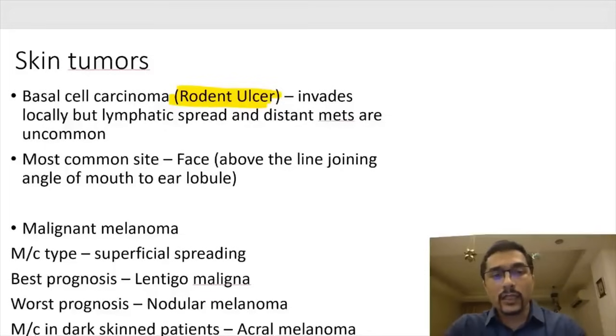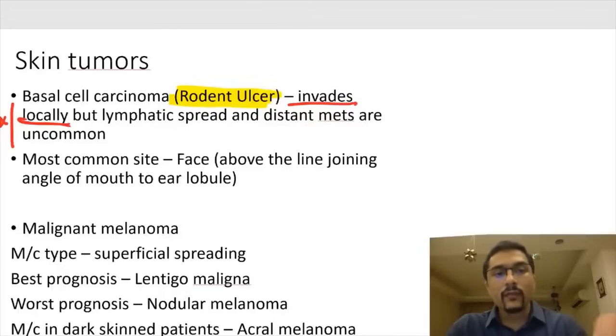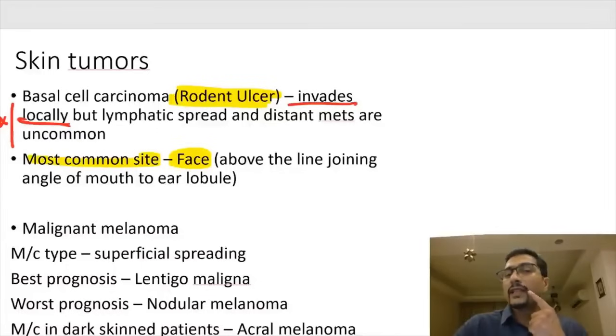And the important thing is, why do we call it a rodent ulcer? Because it burrows locally, it invades locally, right? But lymphatic and distant spread is uncommon. So this point has also been asked in the exam. Another point which has been asked, the most common site for basal cell carcinoma is the face, above the line joining the angle of the mouth to the ear lobule. That above this line is the most common site where basal cell carcinoma can occur.